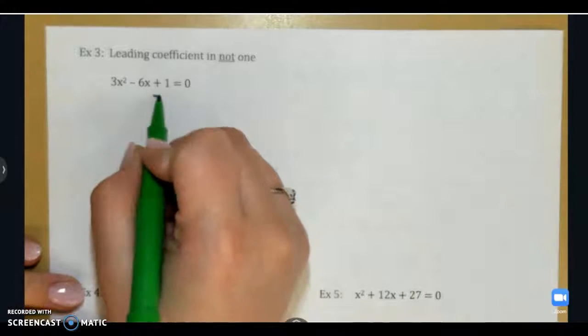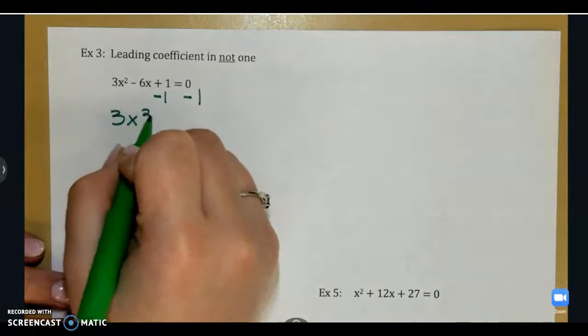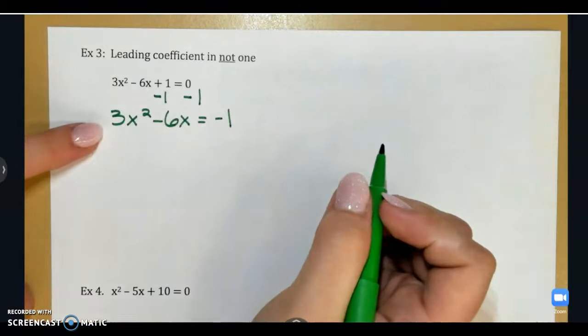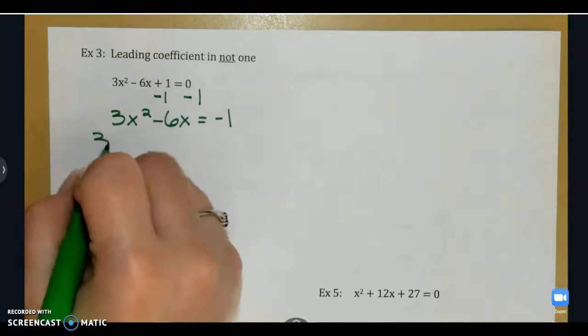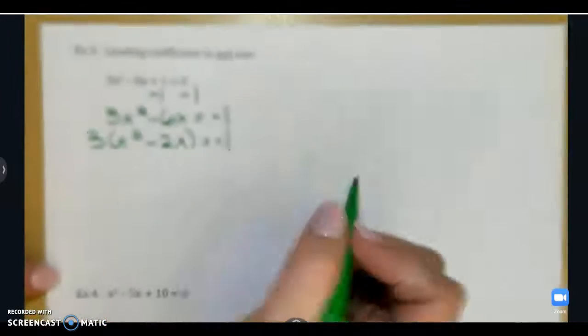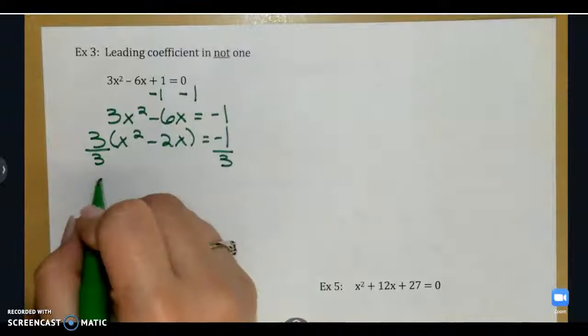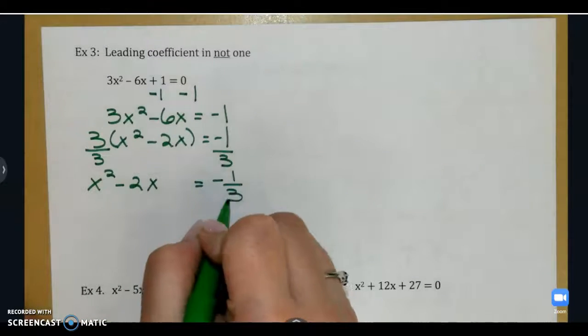So first, I'm still going to move my constant to the right. That leaves me with 3x squared minus 6x equals negative 1. Now, I want to make this coefficient 1, so I'm going to factor out the coefficient on my first term, and then divide it on both sides, so I just have my trinomial on the right. So x squared minus 2x equals negative 1/3.